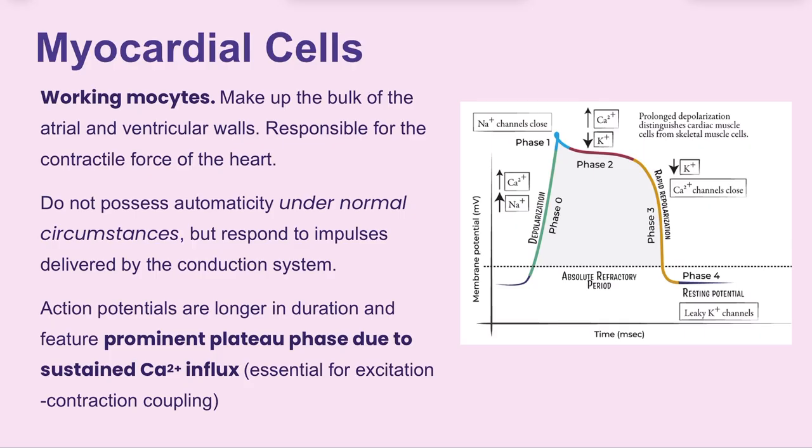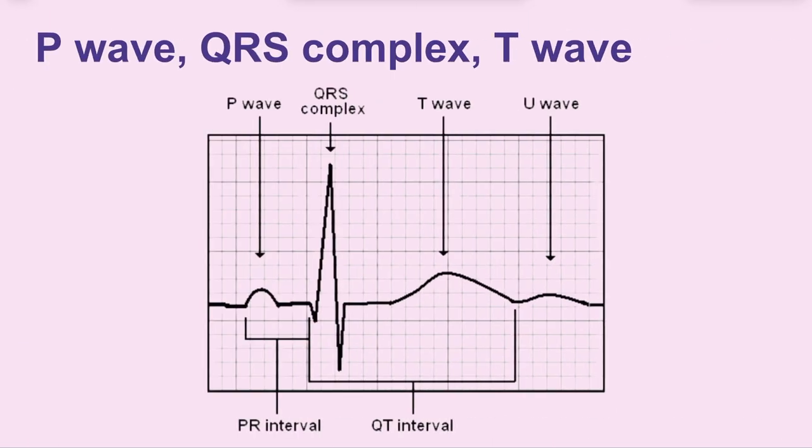Now, action potentials for these myocardial cells are longer in duration, and they feature a prominent plateau phase due to the sustained calcium influx. And this is essential for excitation-contraction coupling if you think about the work that this muscle tissue is doing to pump the heart. And so if we look at our graph here, we've got our depolarization here. Our plateau is the key of the myocardial cell, and then our repolarization via that potassium efflux.